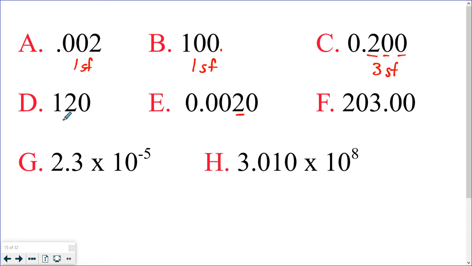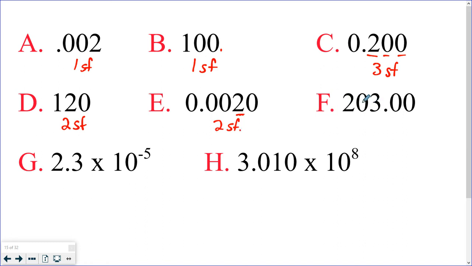This would have 2 significant figures. This zero doesn't count. It's spacing the decimal. These 2 count because they're non-zero. These guys do not count. They're spacing the decimal. This 2 counts, and this is a trailing zero. It's at the end after a decimal, and it counts. Any zeros after a decimal at the end of a number count. So this would be 2 significant figures.